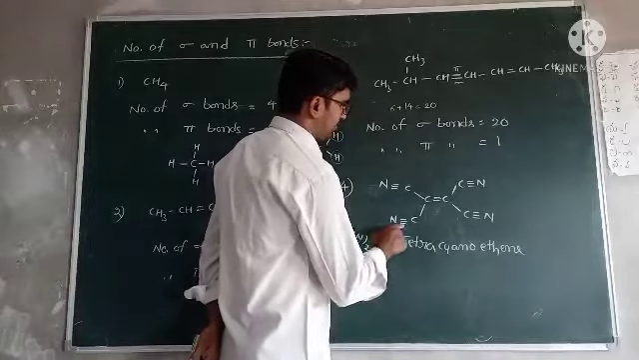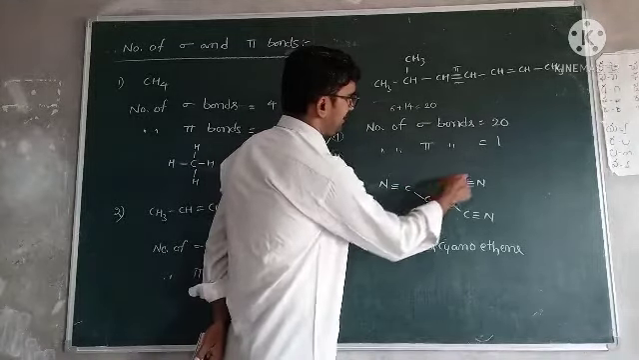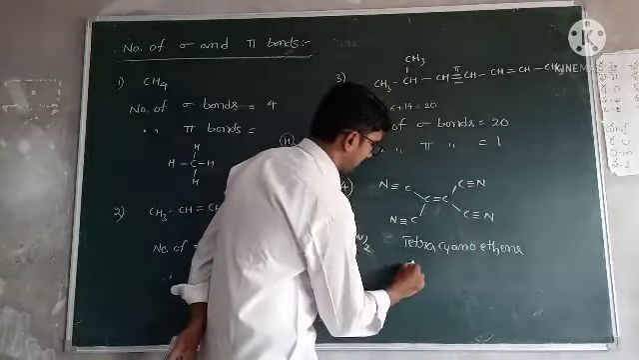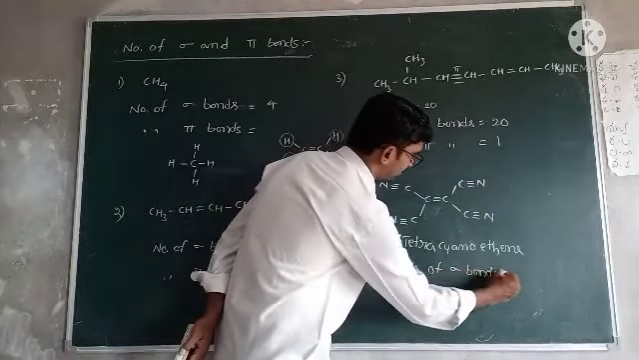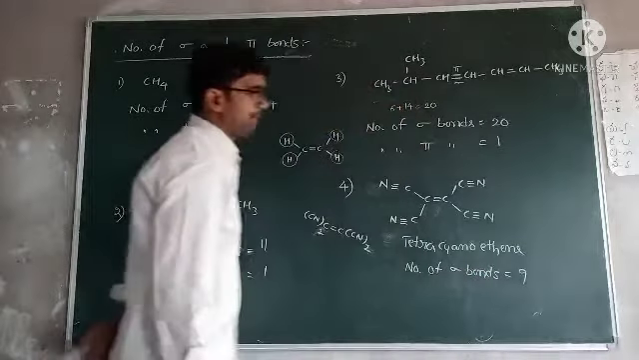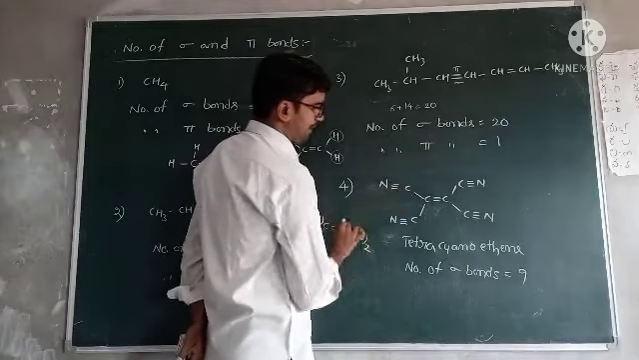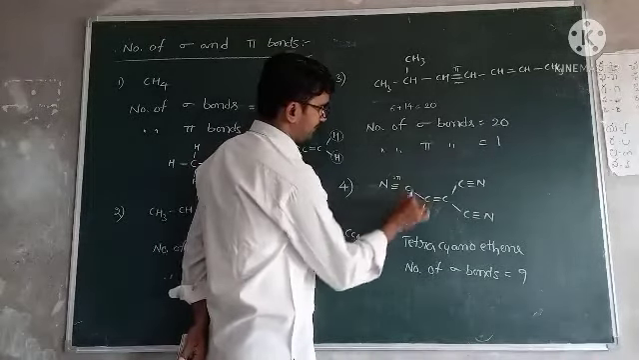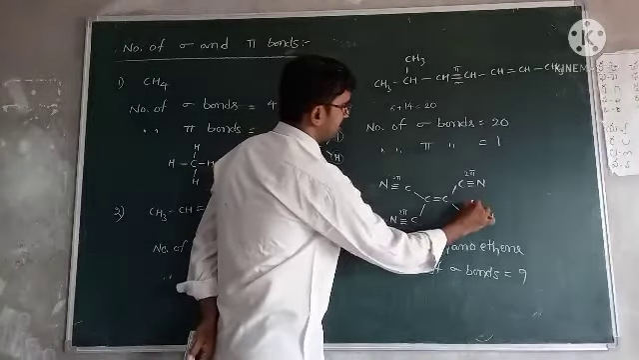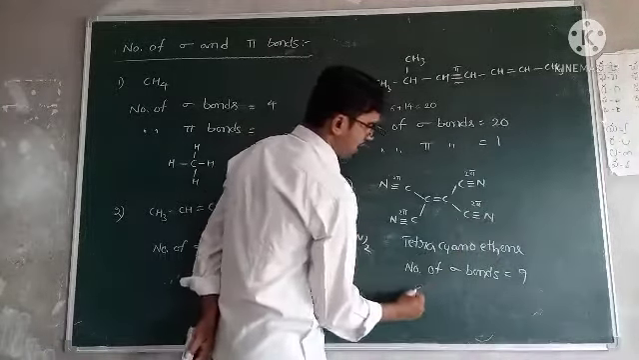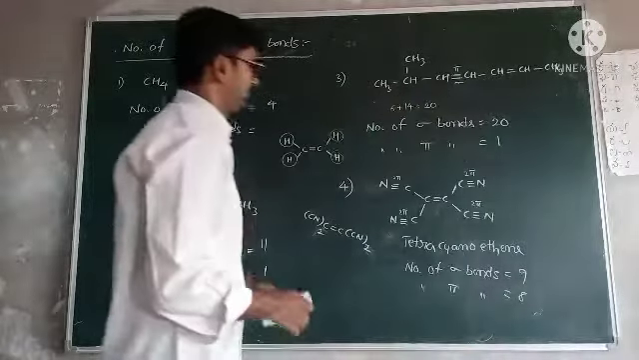First sigma bonds: 1, 2, 3, 4, 5, 6, 7, 8, 9. Number of sigma bonds is equal to 9. Number of pi bonds: here one is a sigma bond, and the remaining 2 are pi bonds. So 2 pi bonds here, and here also 2 pi bonds. 4, 6, 8. So the total number of pi bonds is equal to 8.